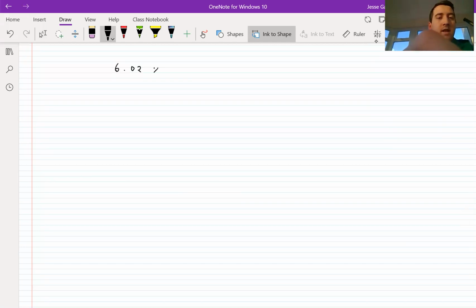Okay, now this number, 6.02 times 10 to the 23, is a really important number for chemists. It was a guy called Avogadro that discovered this number. We're going to see more in the next video about where this number came from and why it's so important. But know that it's called Avogadro's number. So far I've been calling it the mole number.